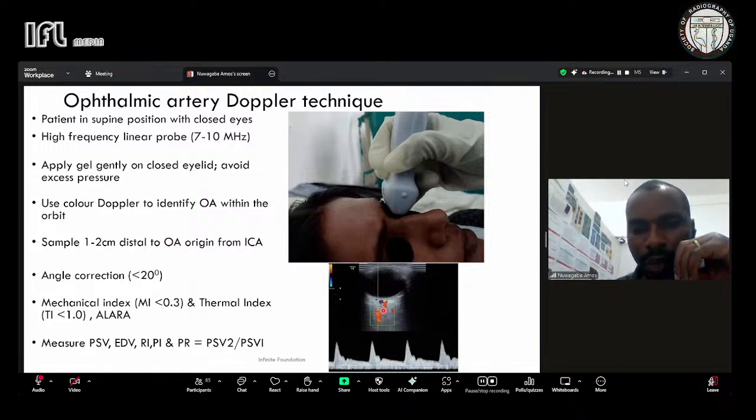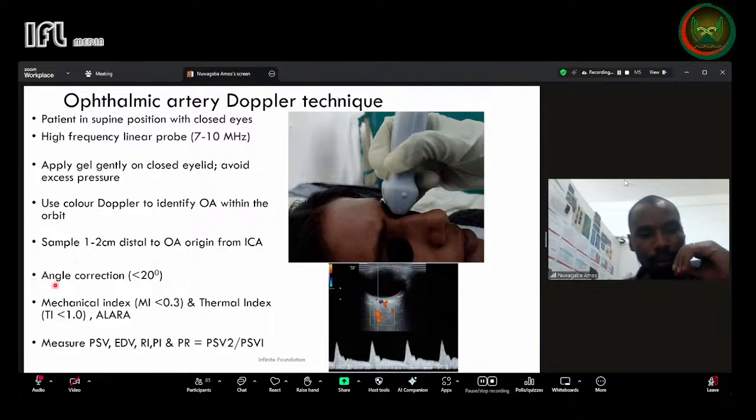The reason being that if you sample too high, remember we have seen that after it comes off the internal carotid, it gives off a number of branches, and if you sample too high, you will have two things: lower velocities, and also you can easily sample not the ophthalmic artery, but any of its branches. You want to keep the angle less than 20 degrees, because we know that the higher the angle, the higher the margin of error. You want to be as accurate as possible.